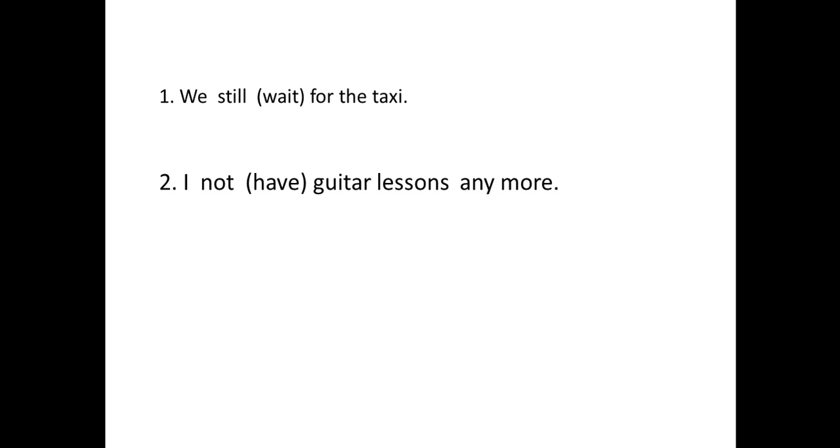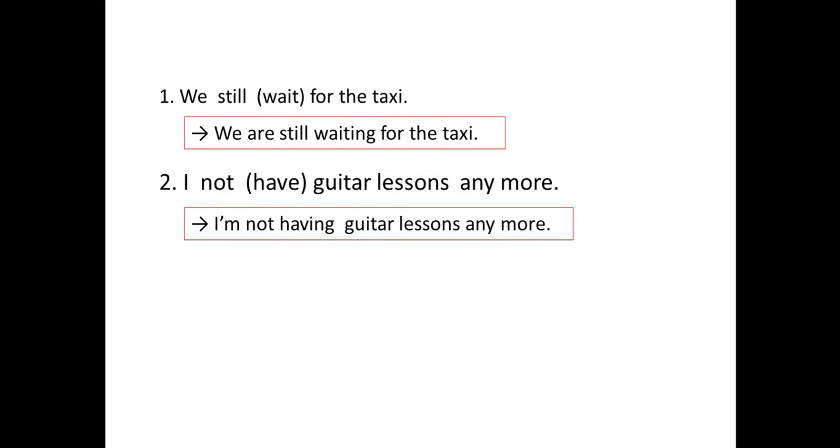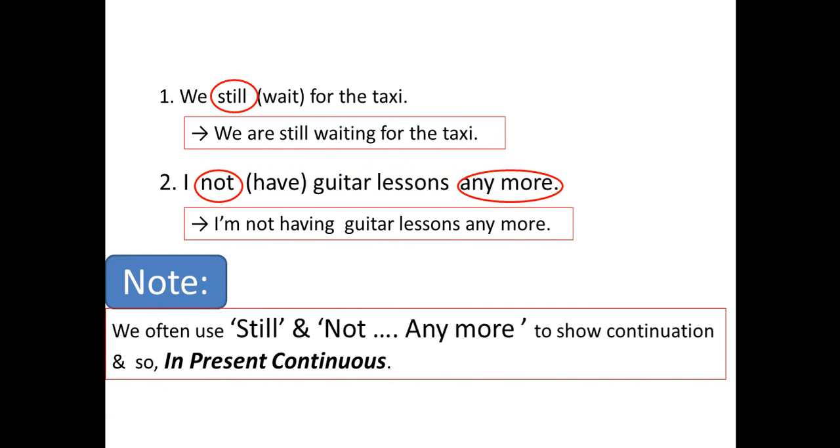So what about the restatement? We're still waiting for the taxi. I'm not having guitar lessons anymore. It means the verbs have taken continuous form because of these words or phrases. So this is a note for you. We often use still and not ... anymore to show continuation, and consequently the tenses will be present continuous. Okay, let's move on to something new.